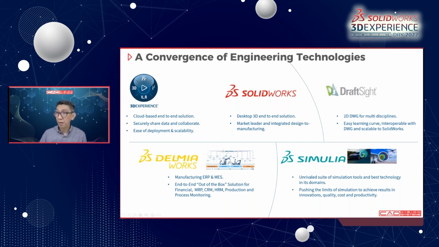And then we have the Delmia Works, which is a combination of ERP and MES together. Kind of like a two-in-one. And these are end-to-end, out-of-the-box solutions. In fact, Delmia Works is also integrated in such a way that it actually reads the SolidWorks bill of material, for example. It's direct integration because they're all sitting on the same platform. And lastly, you've got all the simulation apps, from the most basic FEA to the most complex multi-physics simulation, all available on this platform.